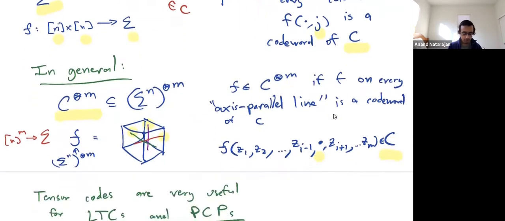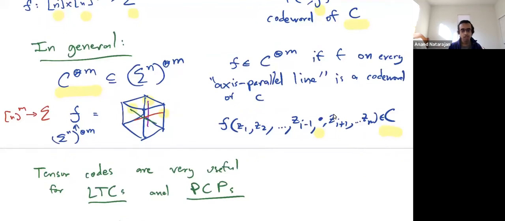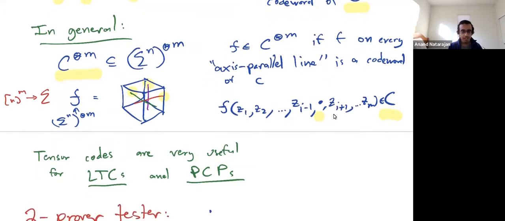Now, why are these interesting? Well, it turns out that tensor codes are very useful for constructions of objects like locally testable codes and PCPs. The reason for that is that tensor codes turn out to actually have a natural local test. If I write down a function and I want to check whether it's a tensor code word or far from a tensor code word, I can do this by checking some random locations of f, but relatively few of them.